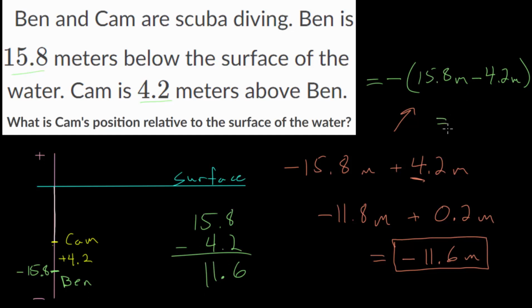Now, again, we need to take the opposite of this. We get minus 11.6 meters. But that's the exact same answer we found when we just thought this through. So there are different approaches that you can take to a problem like this, but ultimately, like I mentioned, you can check these using your calculator.